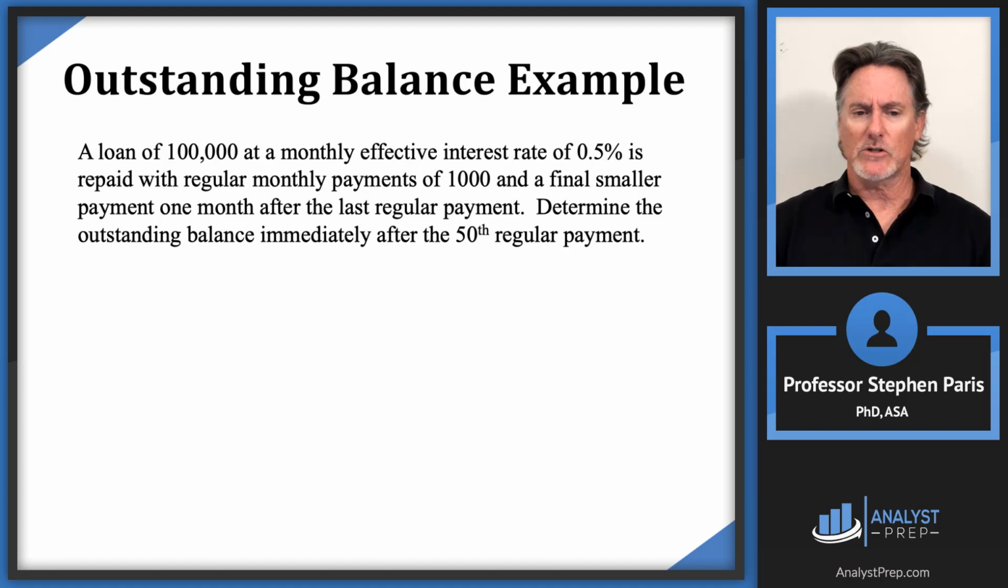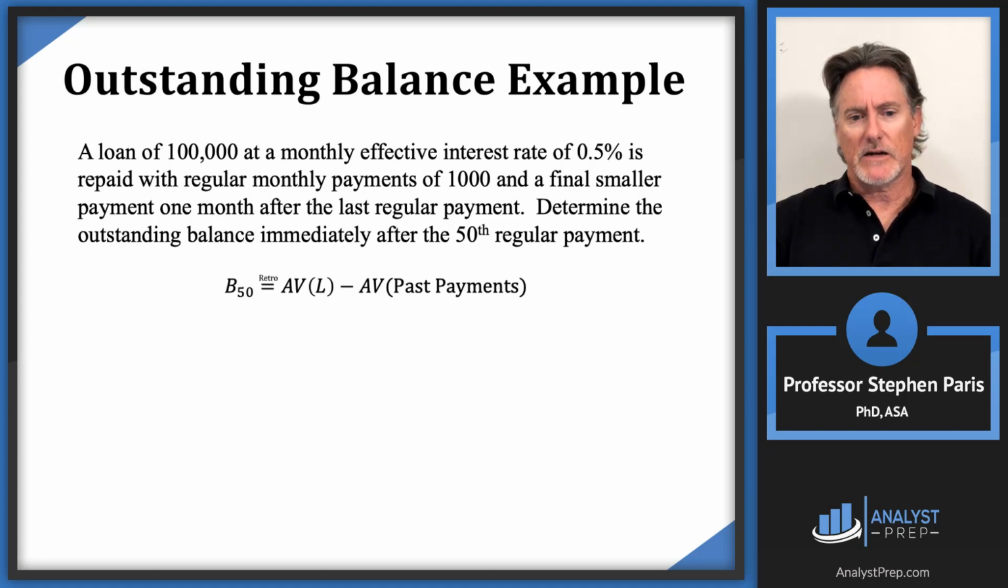So let's look retrospectively. Remember, retrospectively, the balance just after the 50th payment would be the accumulated value of the loan amount minus the accumulated value of the past payments. So accumulate the loan amount, that's how much you would owe if you had not made any payments. Then you subtract off the accumulated value at time 50 of the payments that you did make. I've got all the information there, and I don't think this is very difficult to do. I don't really need a timeline here.